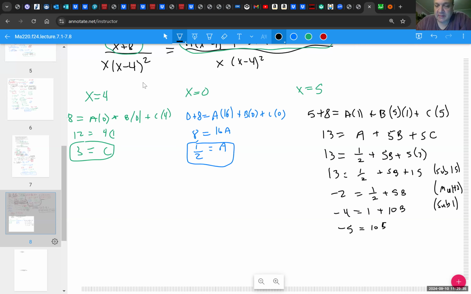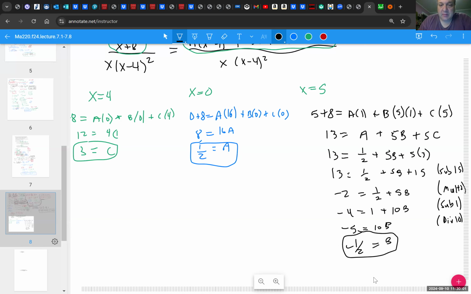And then I'll divide by 10. And I get b is -5/10, which is just -1/2. All right, so I can solve for my a and my b and my c. You have to do a little bit more work because we can't just make everything 0 every time. But it's a very similar process. Put in values of x, solve for your a, b, and c.